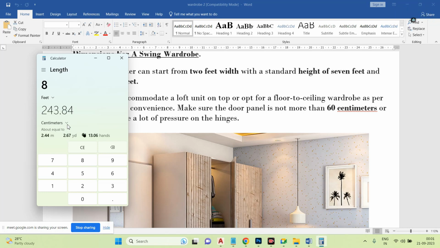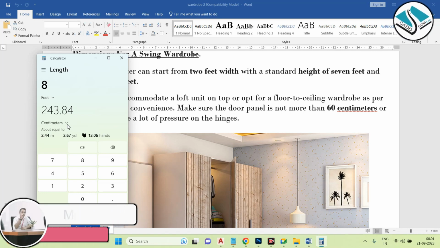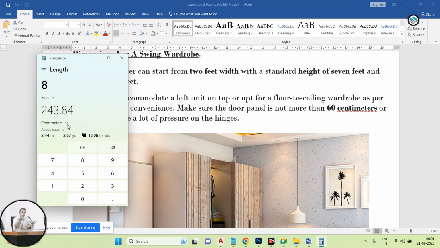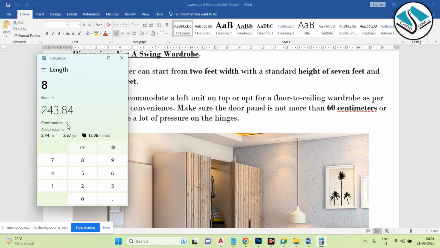You can use that in the condition where the ceiling height is around 8 feet, like your ceiling will be at 250 centimeters in height. 8 feet, yeah. This is the size of the ceiling, and the wardrobe height also depends on the ceiling height.